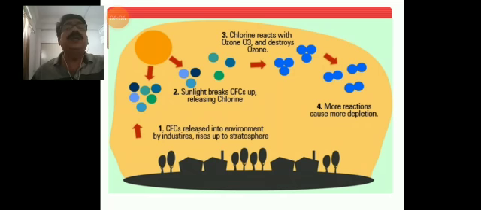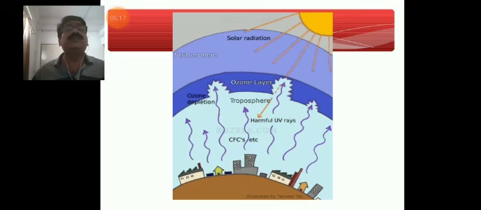Here you can see how, because of the CFC, the chlorine is released and the chlorine depletes the ozone layer. And as I have told you, you can see in this photograph how the ozone layer is having a hole and ultraviolet rays are entering the atmosphere and causing skin cancers and a lot of problems, such as breathing problems and so on.